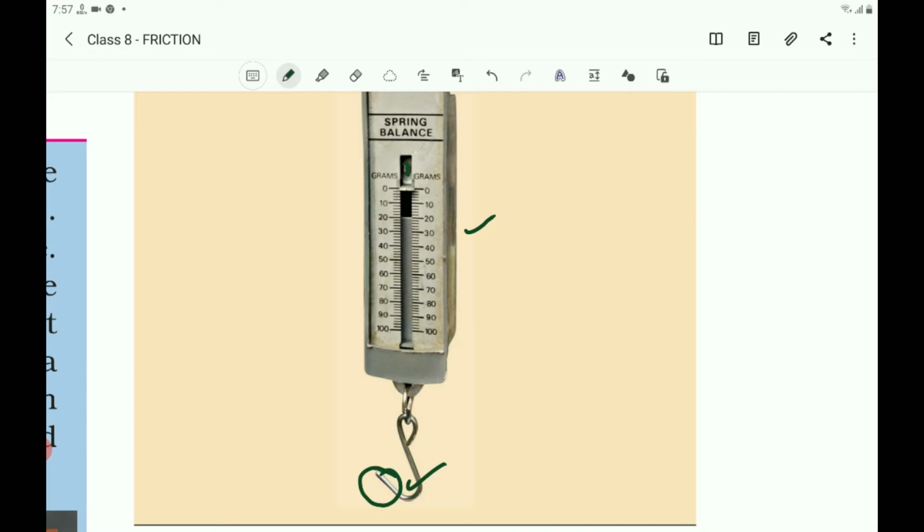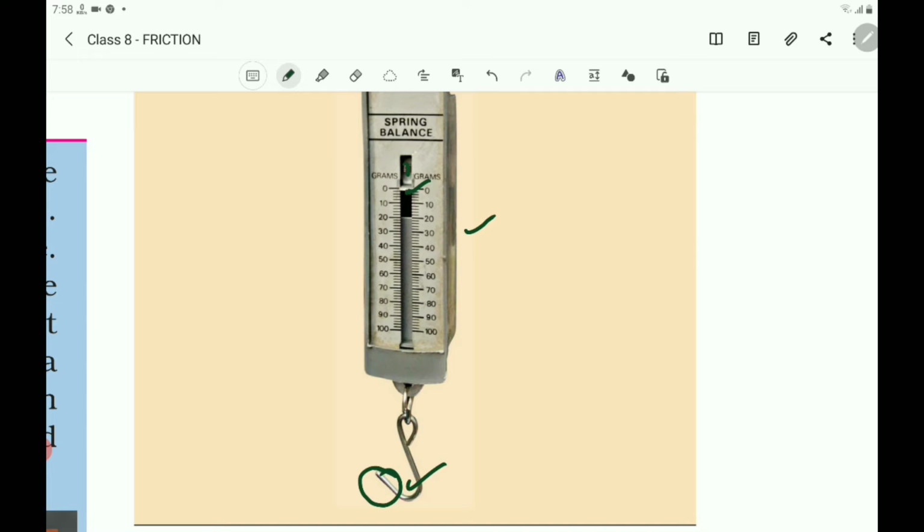Stretching of the spring is measured by the pointer moving on a graduated scale. Here is a graduated scale, and here is a pointer. The reading on the scale gives the magnitude of the force.